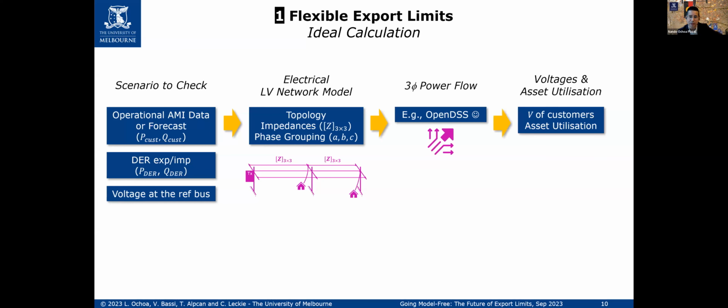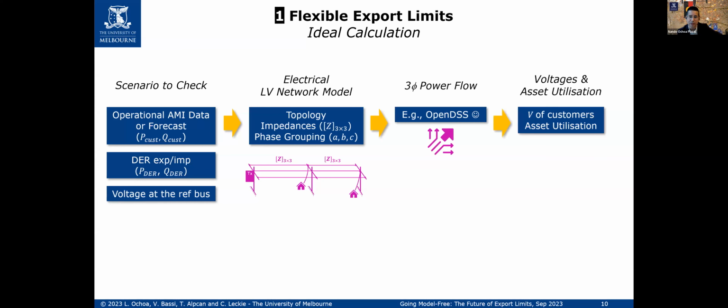And then if everything is fine, then you explore another export value and another export value until you get to the limits, right? When you hit a voltage constraint or an asset is overutilized, right? So that's something that you don't want. Now, that is what you would like to do ideally, right?